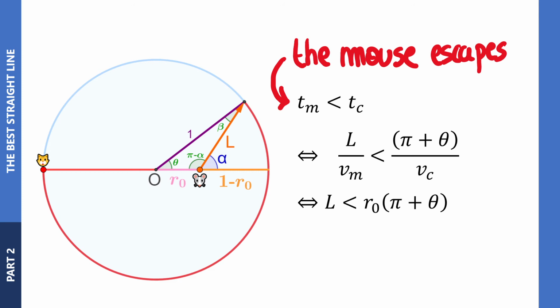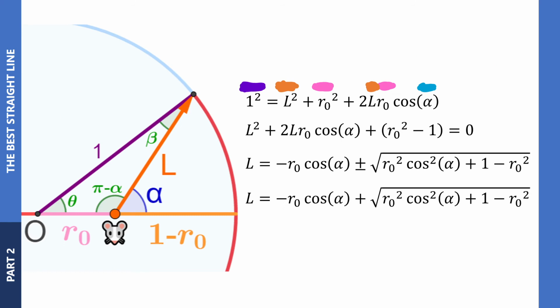To know the best angle alpha the mouse should choose, we now need to express both theta and L in function of alpha. This requires some trigonometry. First, let's begin by expressing L in function of alpha. To express L, we can apply the generalized Pythagorean theorem on the triangle. This gives the formula that's written on the slides. From this, we can derive L as shown. We used the fact that L must be a positive distance, so we ignored the negative solution.